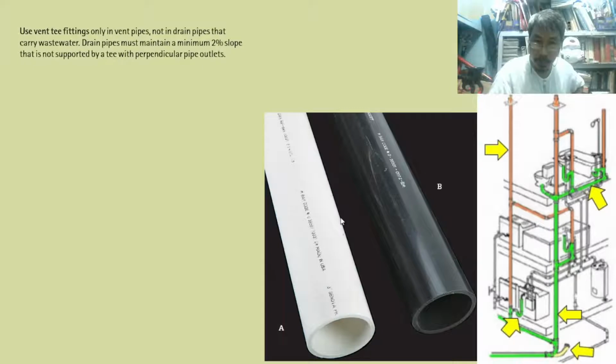So drain pipes must maintain a minimum 2% slope. This is actually written in the code. A 2% slope is not supported by a T with perpendicular pipe outlets. So minimum slope 2%. Okay, what do you mean by 2%? 2% means 2 centimeters for every 1 meter. So a 2 centimeter slope for every 1 meter. That is 2%.